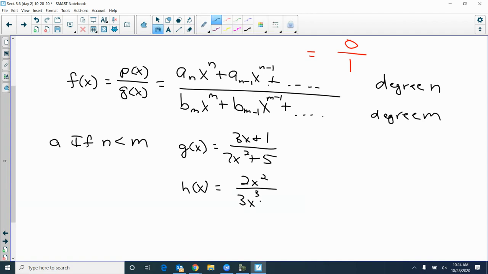3x cubed minus 5x plus 2. Doesn't matter. Both of those will have a horizontal asymptote of what? 0. Okay, as long as the degree of the numerator is less than the degree of the denominator. All right, what about part B?